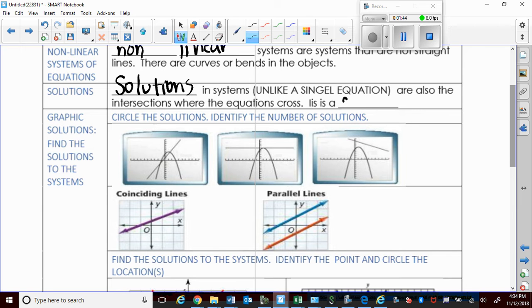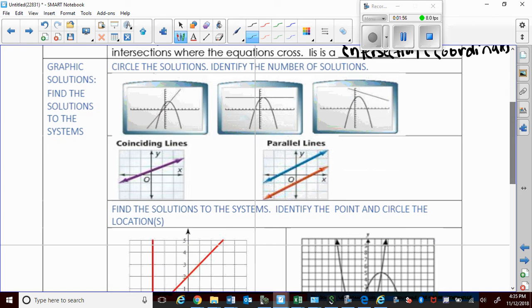So this is an intersection, coordinates, or a point. Okay? So we're going to circle the intersections here. I'm going to highlight so it's a little bit easier for you to see what I'm talking about. I have an intersection here, and then I have an intersection here. Over here, I have one intersection. For the next one, there's no intersections. This one is totally coinciding. It's coinciding lines, and parallel lines have no solutions.